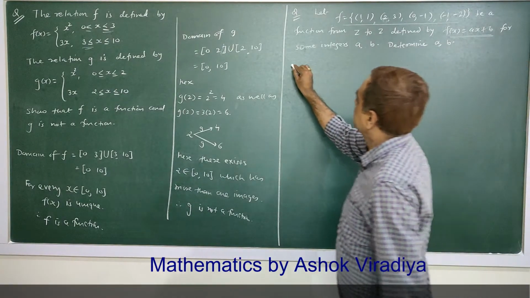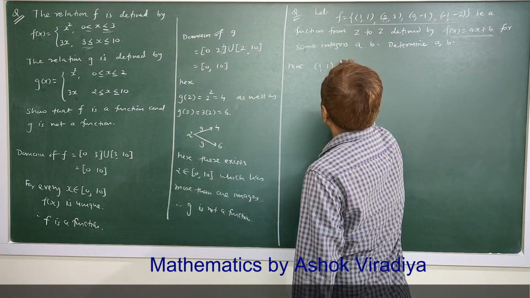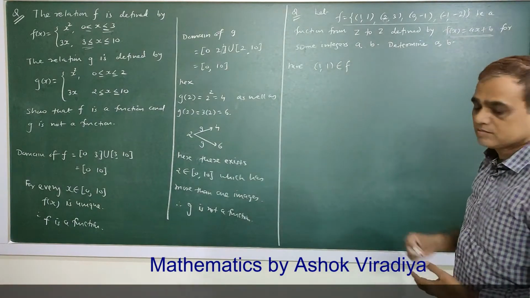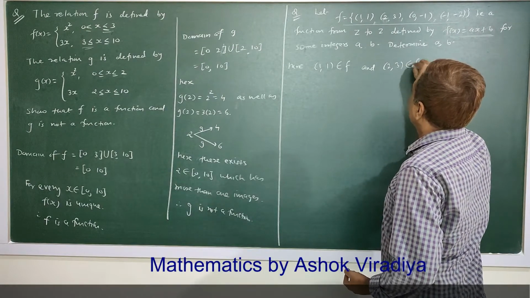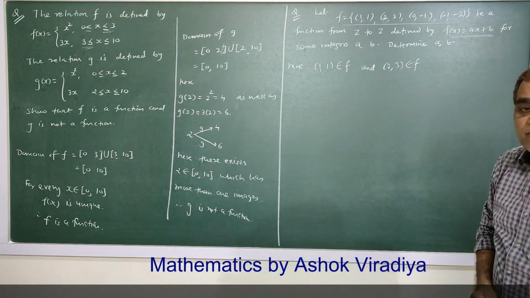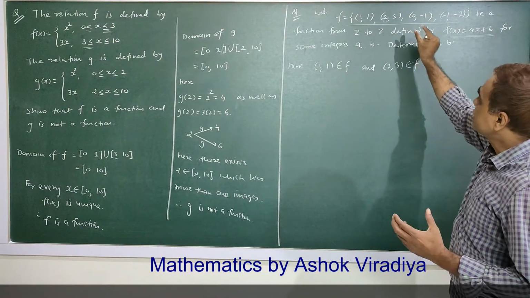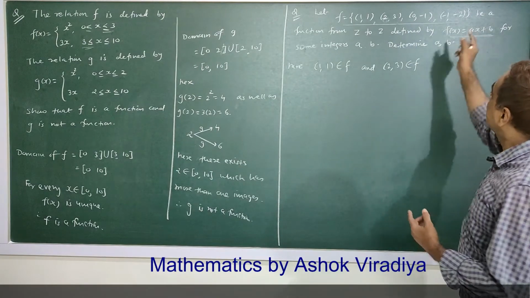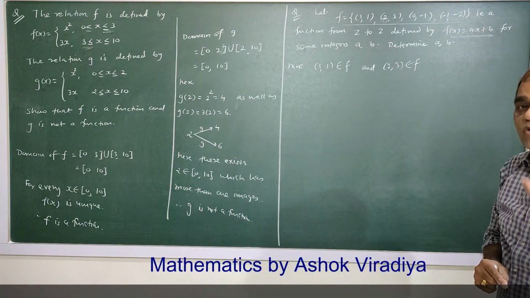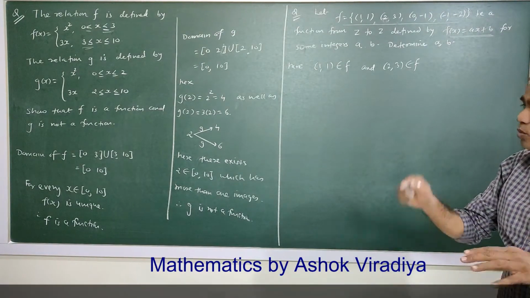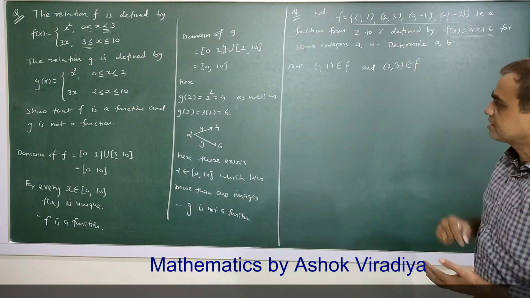Say here (1, 1) belongs to F and (2, 3) belongs to F. I am taking 2 elements. Instead of (1, 1) and (2, 3), you can take (2, 3) and (0, -1). You can take any 2 elements. Only 2 elements are needed; the help of two elements in calculation is sufficient to get the values of a and b. So select any two. I am taking the first two elements.